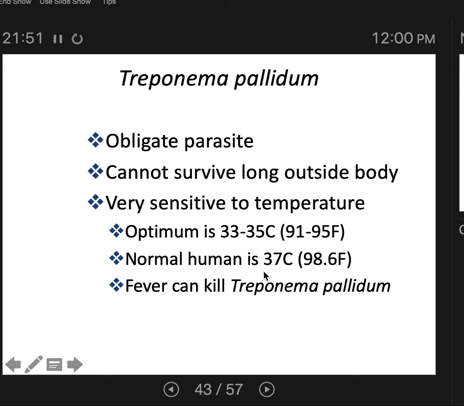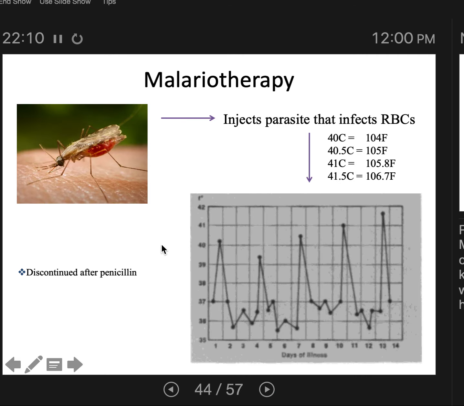So the next slide is going to be in Celsius. Its optimal temperature is 33 to 35 Celsius. Our normal body temperature is 37 degrees Celsius. So if you bump this body temperature with a fever, it's going to weaken or maybe even kill Treponema pallidum. It's definitely going to give your immune system an edge over it. So we would inject the parasite that infects red blood cells. We would inject malaria into people with syphilis.